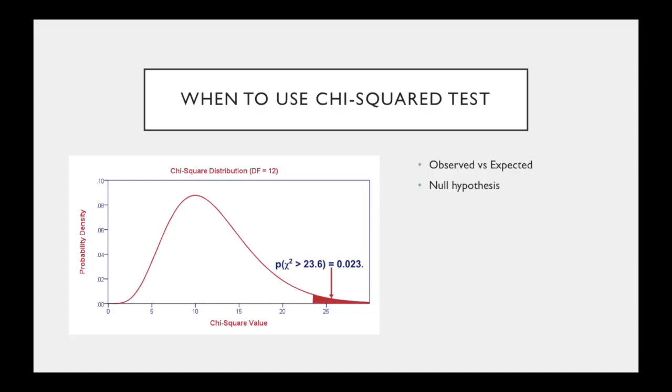A chi-square test is a statistical hypothesis test used when comparing observed data with the expected data, also known as goodness of fit. It is used to test for the null hypothesis, and the null hypothesis of this test states that there is no significant difference.